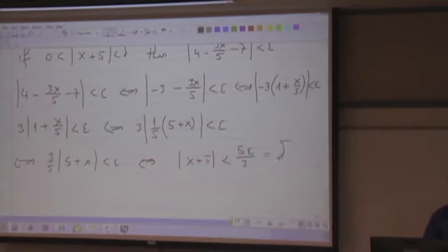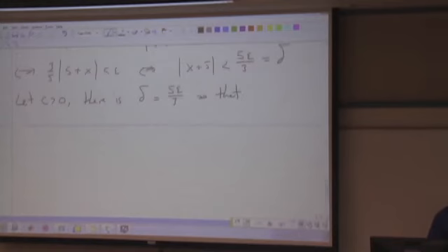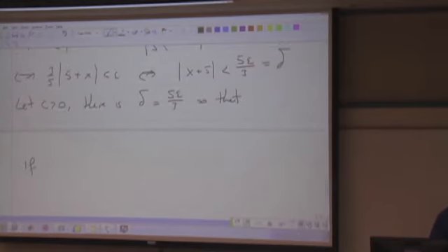So the idea is we set this to be delta. So now let epsilon be bigger than 0. There is delta equal to 5 epsilon over 3, so that if 0 is strictly less than the absolute value of x plus 5, which is less than delta, which equals 5 epsilon over 3, then the absolute value of whatever it was, (4 minus 3x) over 5, minus 7, is less than epsilon.